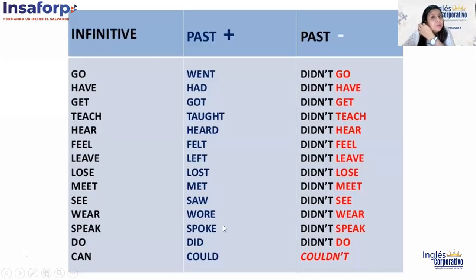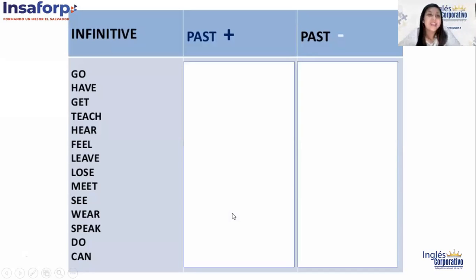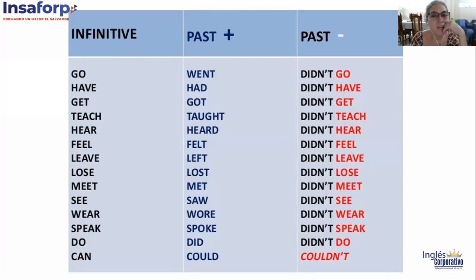Okay, so in this table, you can see the infinitive form of the verbs, and you have the positive form in the past and the negative form in the past. The first verb is go. What is the past of go in the affirmative form? Went. And the negative form? Didn't go.